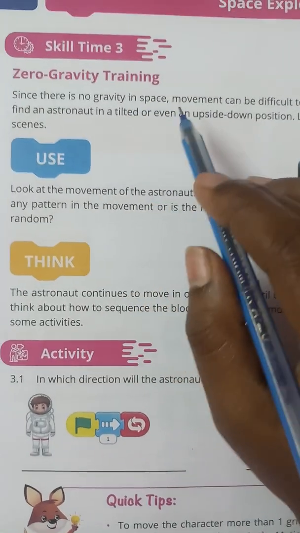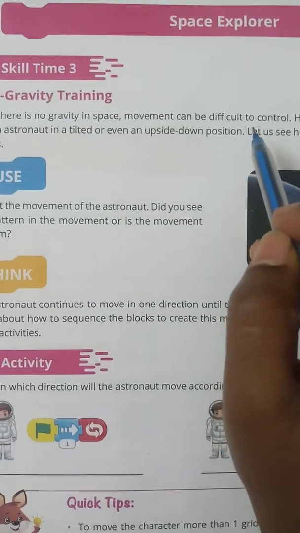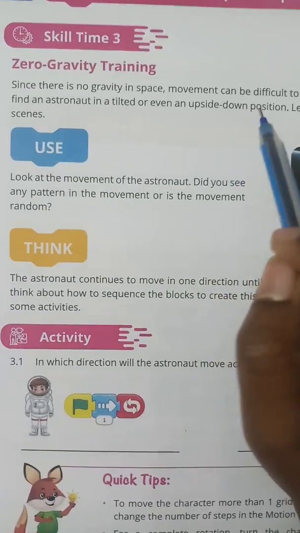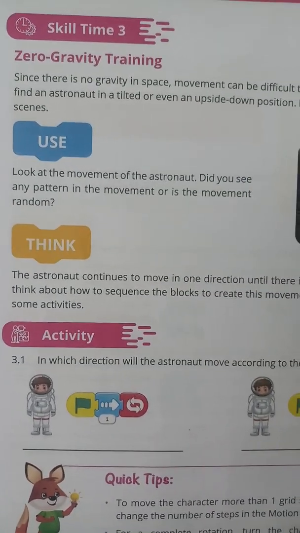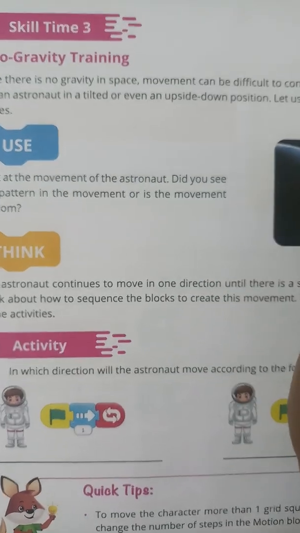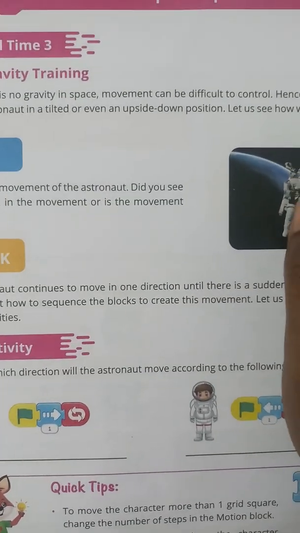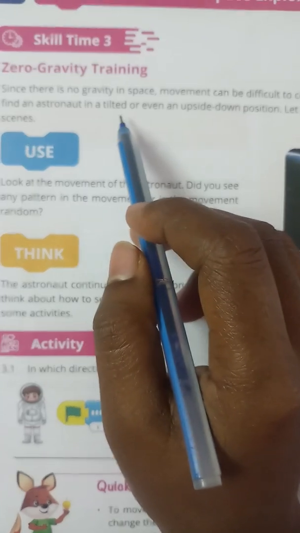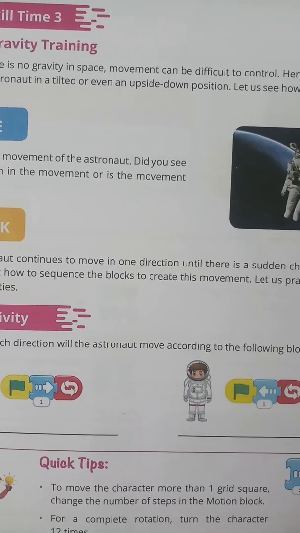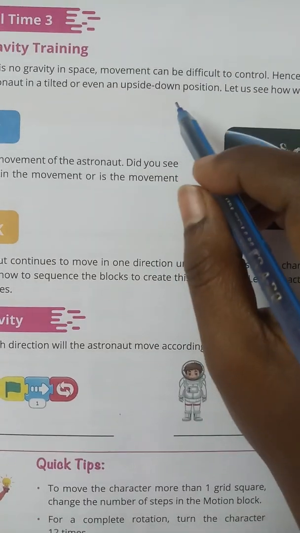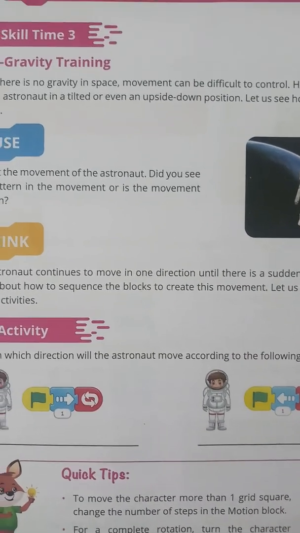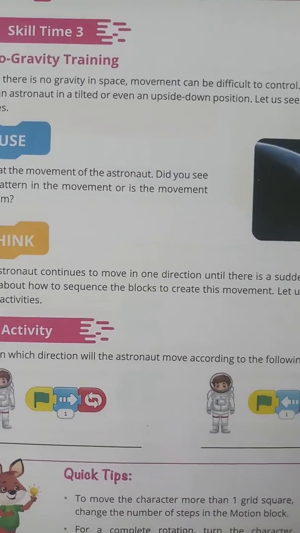Since there is no gravity in space, movement can be difficult to control. We all know that in space there is no gravity, so we will float in the sky and it is very difficult to control ourselves. Hence, you might often find an astronaut in a tilted or even an upside down position. So here we need to find the position of the astronaut.